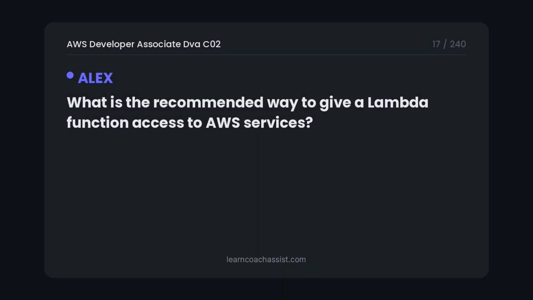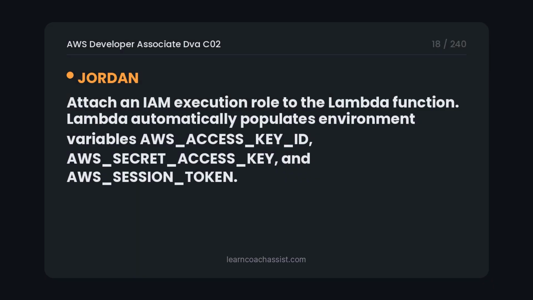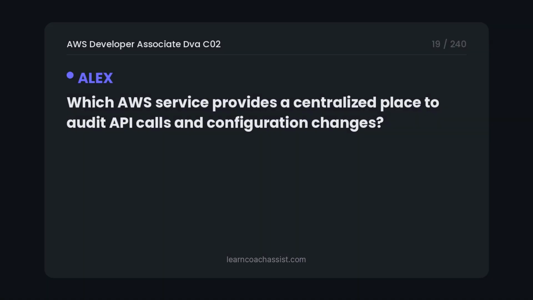What is the recommended way to give a Lambda function access to AWS services? Attach an IAM execution role to the Lambda function. Lambda automatically populates environment variables AWS_ACCESS_KEY_ID, AWS_SECRET_ACCESS_KEY, and AWS_SESSION_TOKEN.